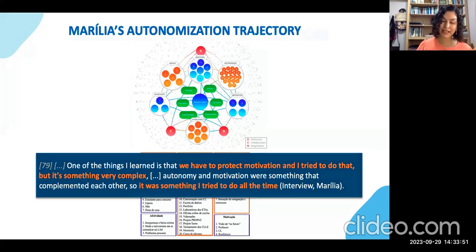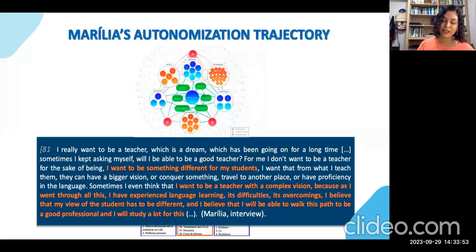And in this last excerpt, we notice the teacher identity emerging in Marilia's trajectory, influencing her autonomy. Now she's working hard to become the teacher she dreams to be. I'm going to read this excerpt.